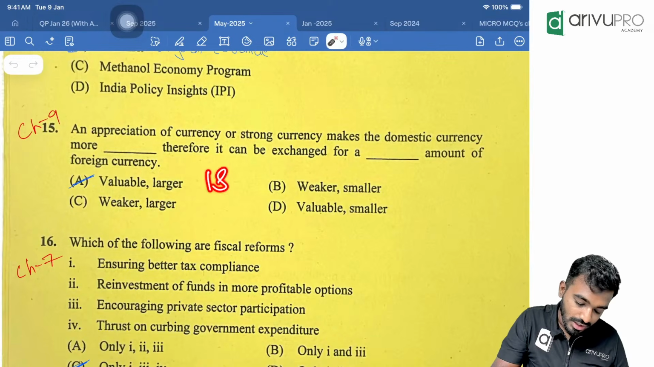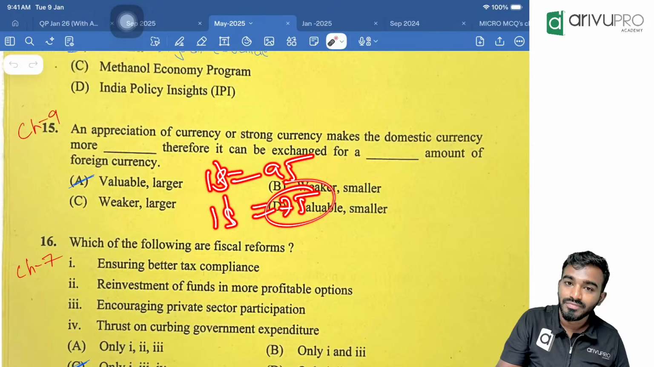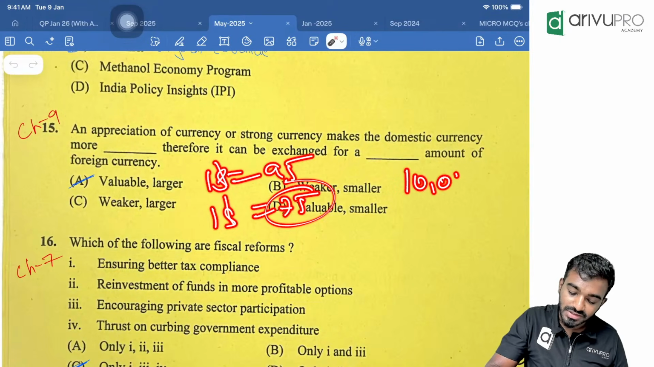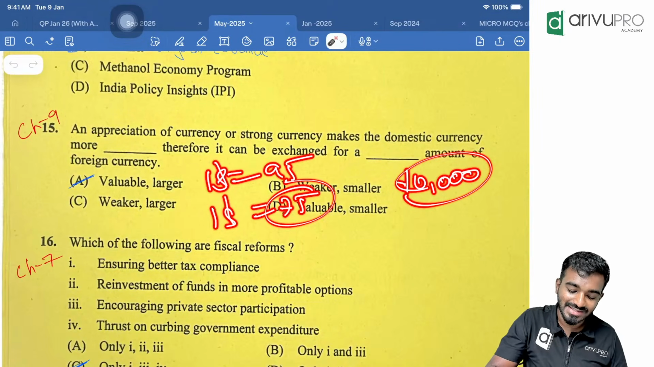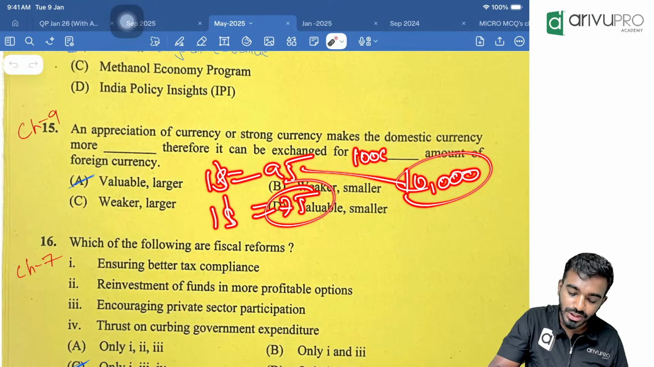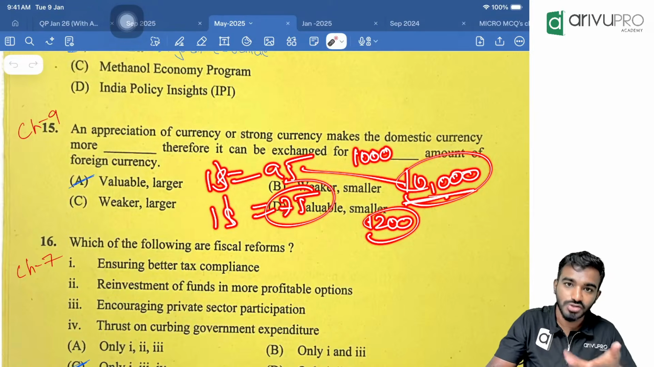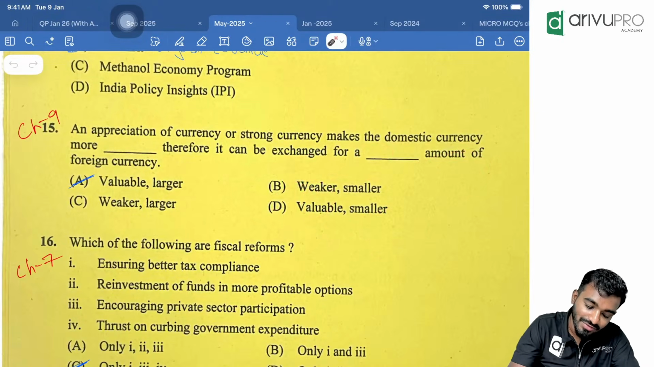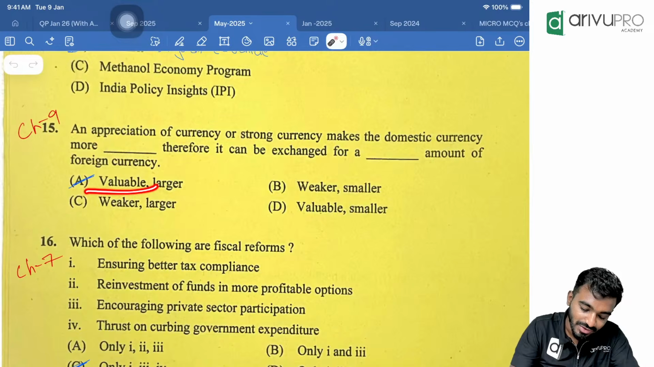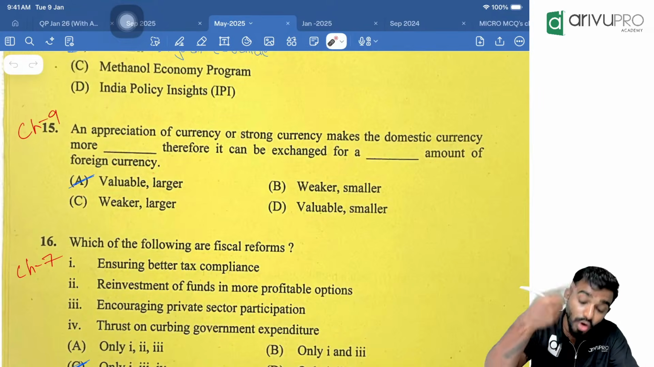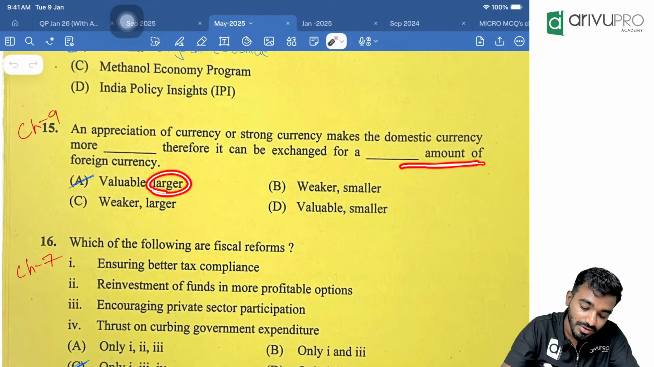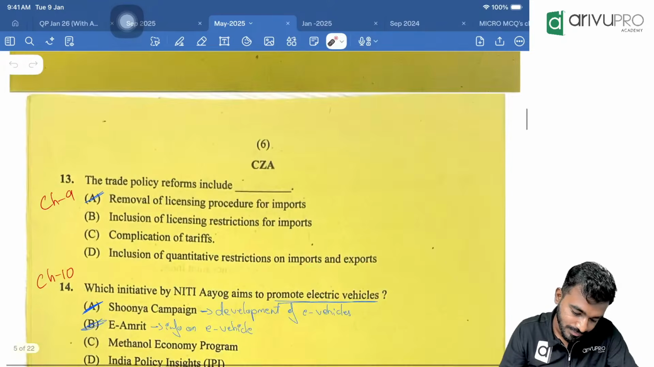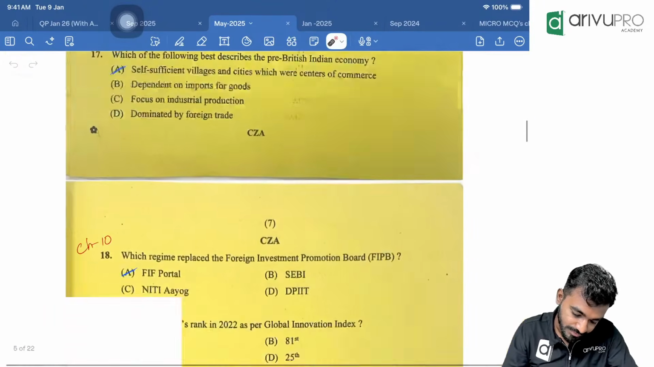So $1 was 95. Assume tomorrow $1 will become 75. That means now if I have 10,000 rupees with me, instead of getting, let's say, I'm just saying an odd figure, $1,000, now I can buy some $1,200 for the same 10,000 rupees or 1 lakh rupees, whatever it is. So whenever domestic currency gets appreciated, our currency becomes more valuable, so I can buy larger amounts of foreign currencies. Trade policy reforms we did.